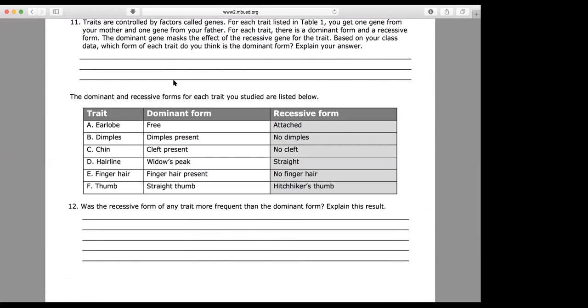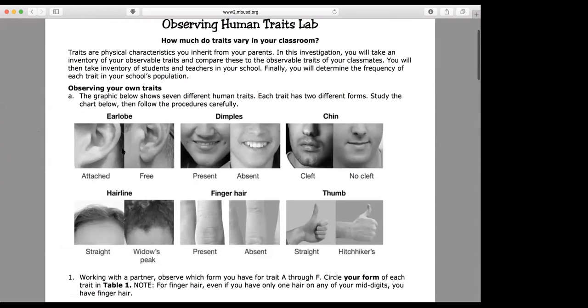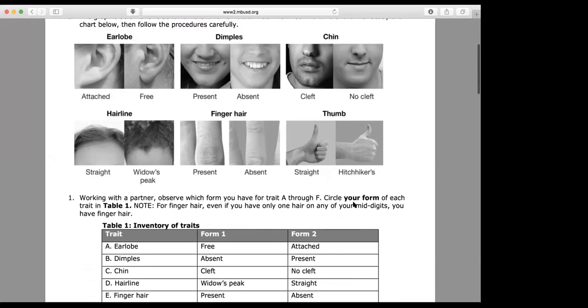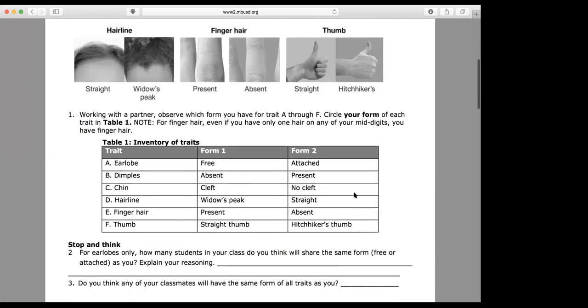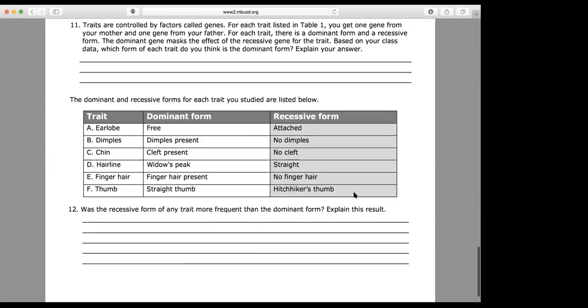I'm going through biology semester 2, 3.5.2 activity. So I was just talking about different traits. I'll show you the picture again. We were talking about whether people have attached earlobes or free, present dimples or absent, cleft chin or no cleft, straight or widow's peak, present or absent finger hair, and then straight thumb or a hitchhiker's thumb. And then we're talking about traits that we receive from our parents and then how that affects us.